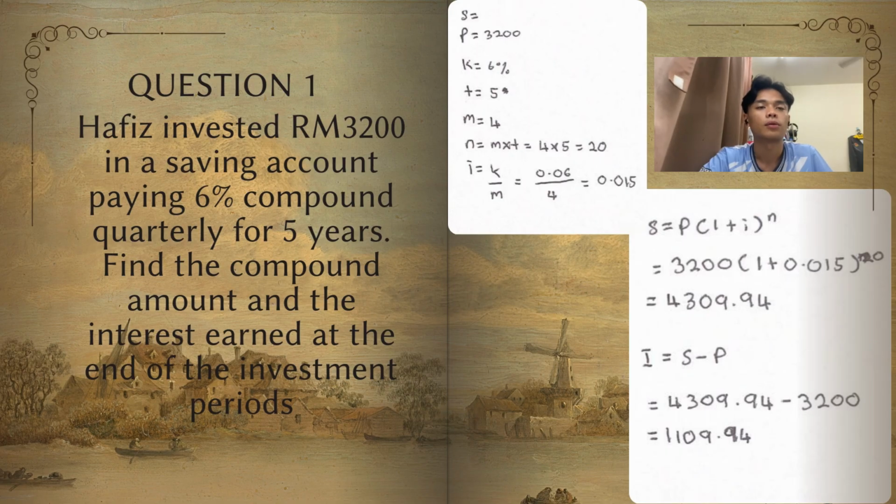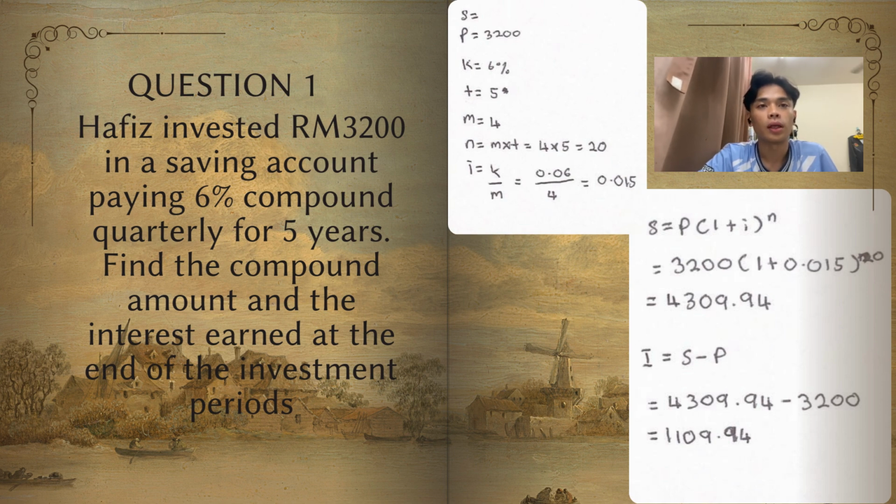Afi invested RM3,200 into a saving account, paying 6% compound quarterly for 5 years. Find the compound amount and the interest earned at the end of the investment period. P is the principal amount, so P equals 3,200 and K equals 6%, converted to 0.06, and T equals 5. M is compound quarterly, so it equals 4.